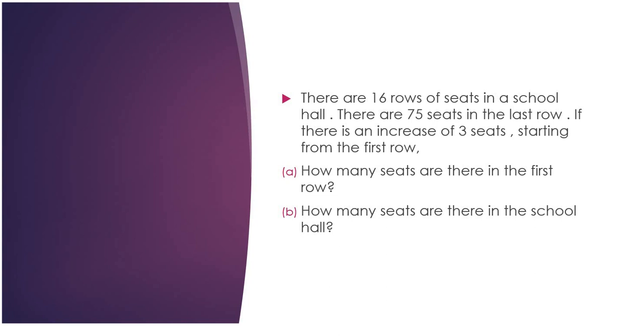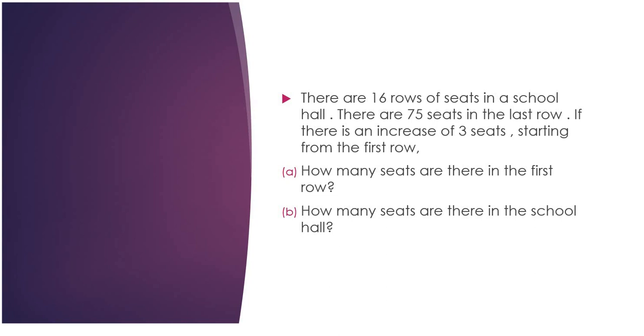What information do we have? We know we have 16 rows of seats in the school, and we know the last row is 75, right? And we know there is an increase of three seats starting from the first row. So unlike the other question, this one didn't give us the first row, right? It gave us the last row, okay? And we have the relationship between numbers, which is 3, right? Increased by 3. And we know how many numbers should be in our number sequence, right?